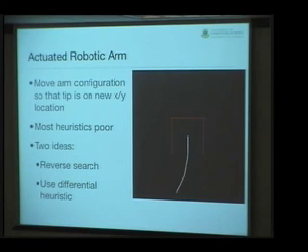Most heuristics in this domain are really poor, because what we have is a distance from the current tip of the arm to where I want the tip of the arm to be. And those distances don't correspond well to actual actions in the state space, which is moving the arm 1 degree in any particular direction. So there are two ideas here that we used. In fact, most work on this in the literature is on finding suboptimal solutions, because optimal solutions are fairly difficult to find.